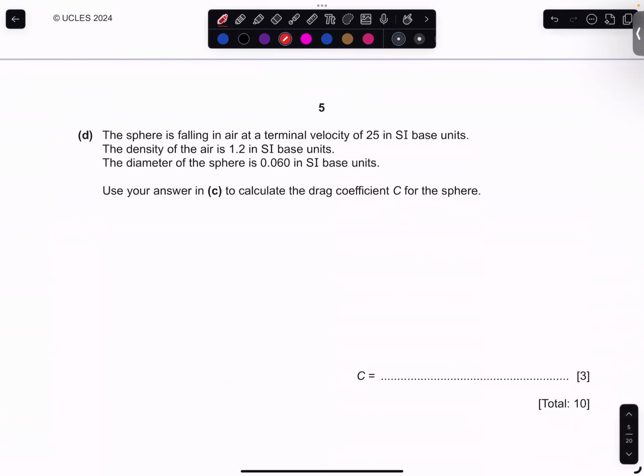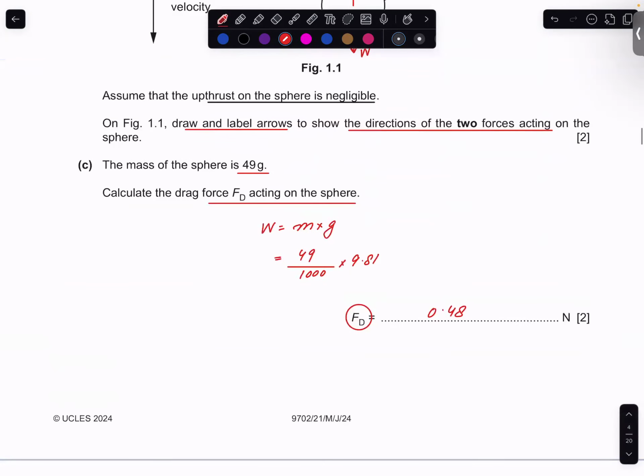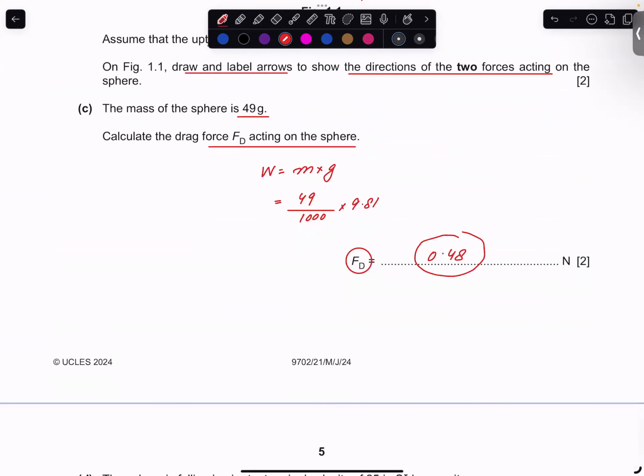The D part of this question: in the next part, the sphere is falling in air with a terminal velocity of 25 in SI base unit, meaning meters per second. The density of the air is 1.2, its SI unit meaning kilogram per meter cube, and the diameter of the sphere is 0.06. Diameter is in meters, definitely. Okay, so I have to use my answer in C. This is the answer in C, 0.48.